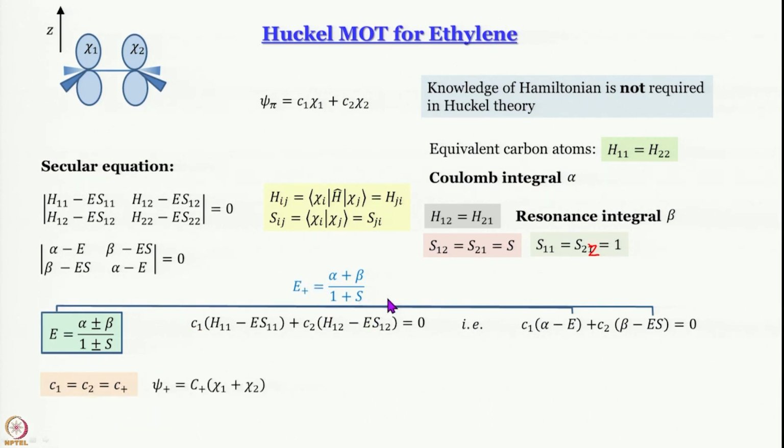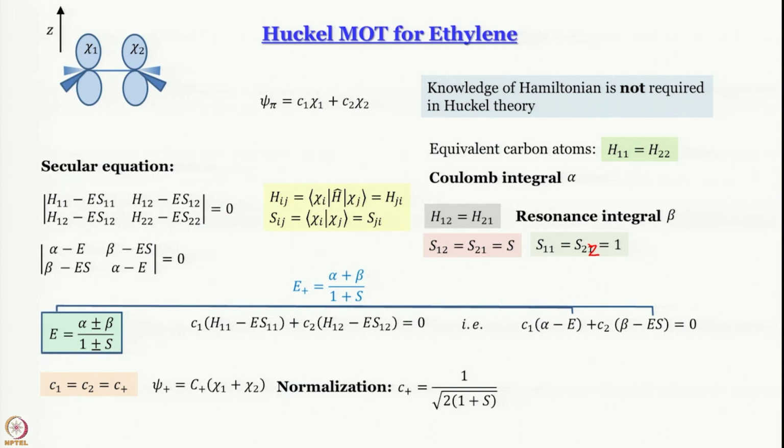So, the wave function we call psi plus equal to C plus into chi1 plus chi2, and sorry about the typo here, I wrote capital C here. In the next one I wrote small c, but they are actually the same, please do not get confused. By normalizing this wave function psi plus, knowing that chi1 and chi2 are normalized, you get a value of C plus to be 1 divided by root over 2 into 1 plus S. Remember what you got for H2 plus and all, see the similarity, 1 divided by root over 2 into 1 plus S.